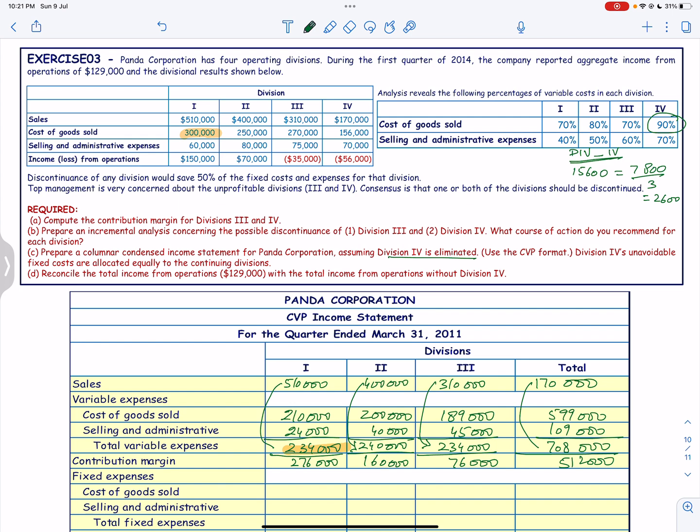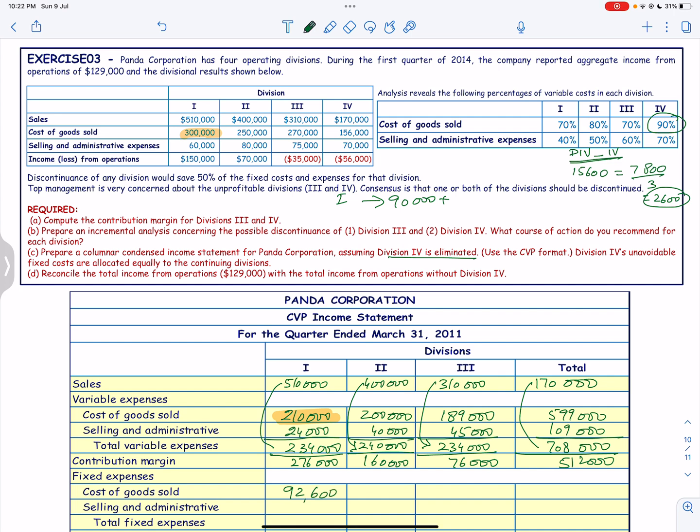Sorry, 300 minus 210, so this will be 90,000. For division 1, it will be 90,000 plus 2,600, that is 92,600.